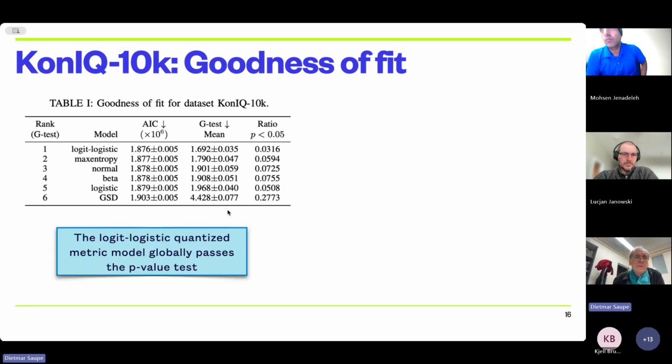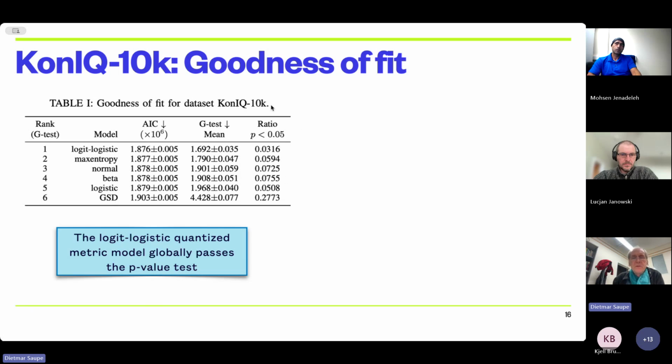And we have these models here: the max entropy, the beta, the logistic, and the GSD. All 6 models are in here. Here's the AIC, and here's the G-test. So smaller is better, and the ranking is according to the G-test. So the smallest is at the top. And so we see here that the logistic model is at the top, and the GSD is at the bottom.